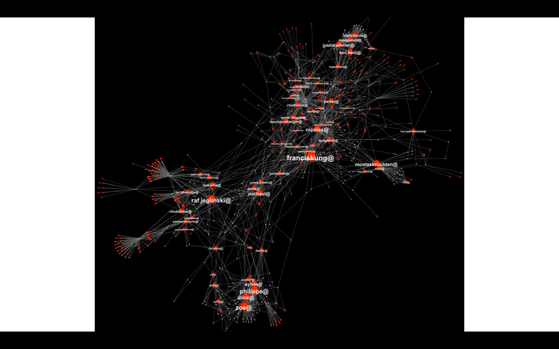Except I had a bit of a problem. Is that in my inbox, I don't know who's friends with who, right? All I have are email threads. So what I did was, I'm not sure if it's super visible, but the red dots here are individual email addresses. So they basically represent people. And the little white dots represent actual email threads.